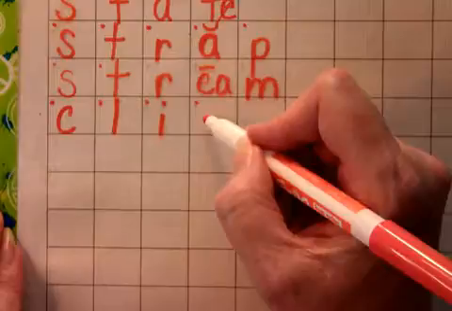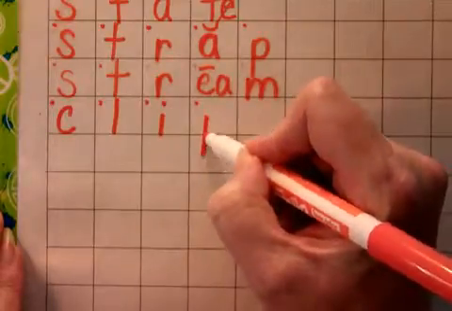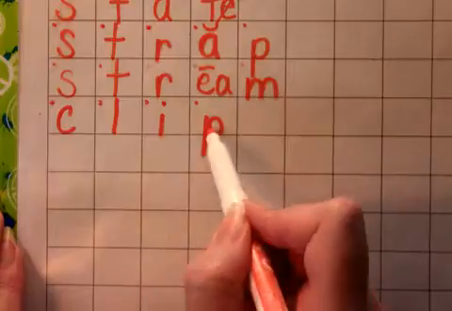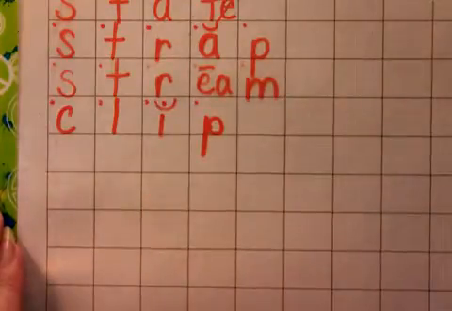My lips are closed first. That reminds me the line is first. Go under the writing line, come up, and put your bubble on the writing line. Clip. I've got a single vowel followed by one or more consonants. It's closed. The vowel is short. I. Clip.